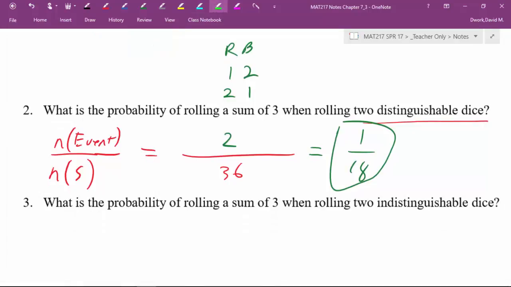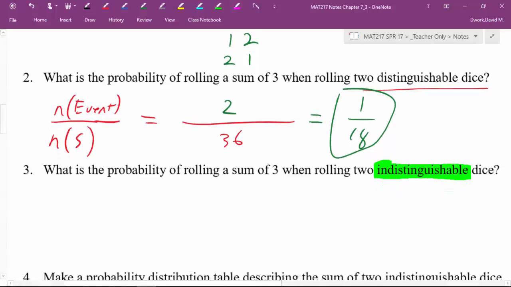Take a second. What is the probability of rolling a sum of 3 when rolling two indistinguishable dice? I'm going to let you think of that one for a minute. Maybe you want to pause the video and give it a try. Or not. Here we go. The answer is 1 out of 18.